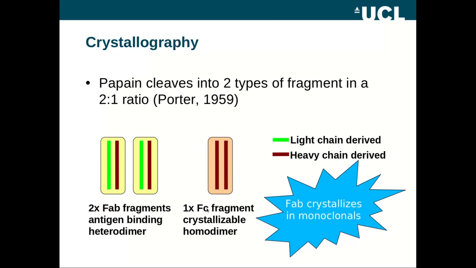crystallizable, was going to be the same in every antibody in a polyclonal, while the other region, he thought, well, that's going to be the variable bit which binds to different antigens. So he called that the fragment antigen binding, or Fab. And he showed that that was a heterodimer.